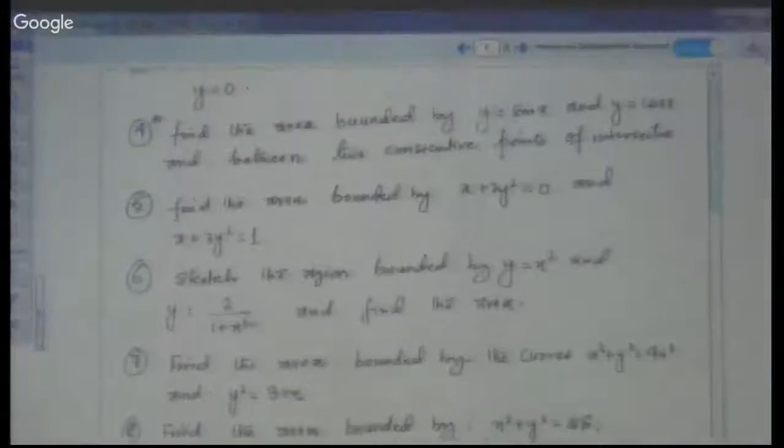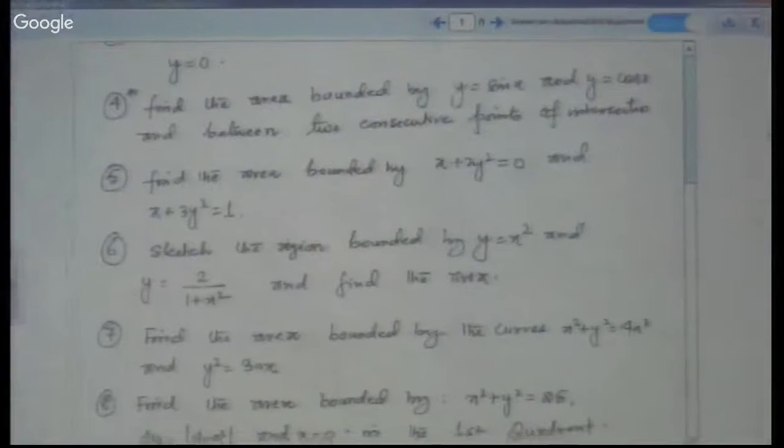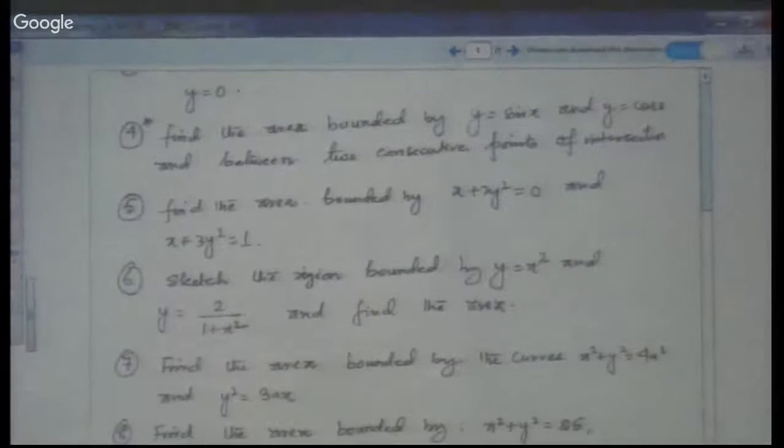Sketch the region bounded by y is equal to... The only challenging part is to draw the graph. So you know how to draw y is equal to x square, and you know how to draw y is equal to 2 upon 1 plus x square. How to go for it?